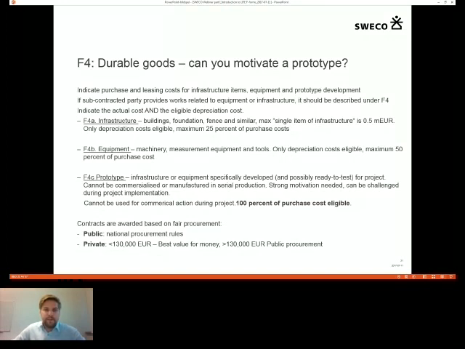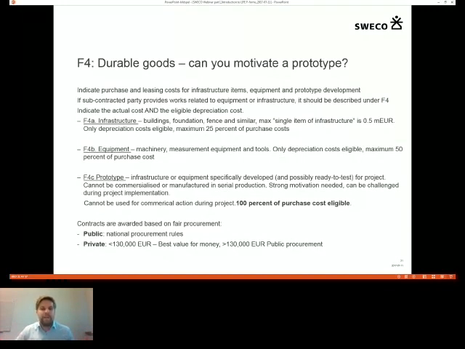F4A is infrastructure. This is mainly very tangible stuff, things that are connected to, or immovable in some way. For example, a building, a foundation, or a fence. It's important to remember that one single item of infrastructure cannot cost more than 500,000 euros. So, for example, you cannot finance a large steel building that would cost more than 500,000.